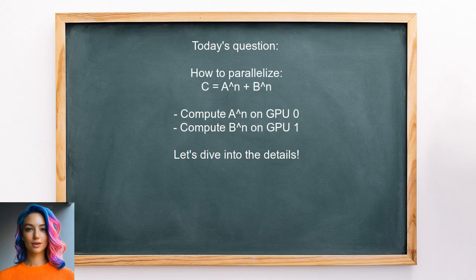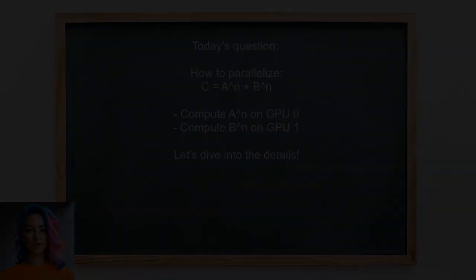Here's the specific question we're addressing today. One user wants to parallelize the expression C equals A to the power of n plus B to the power of n on two GPUs. They want to compute A to the power of n on GPU 0 and B to the power of n on GPU 1 before summing the results. Sound familiar? Let's dive into the details.